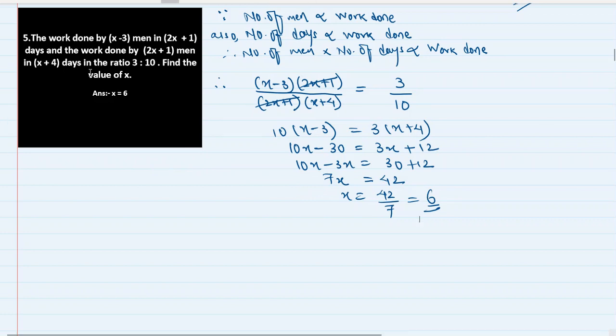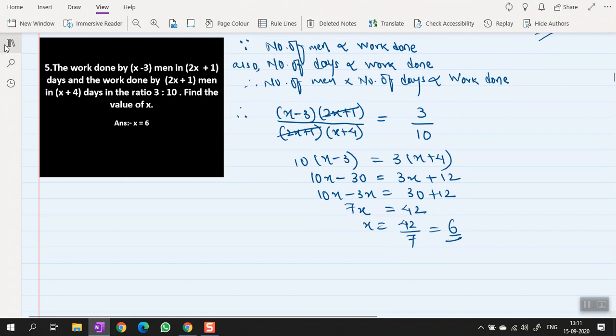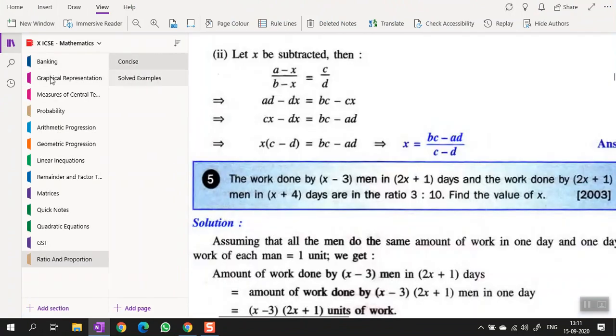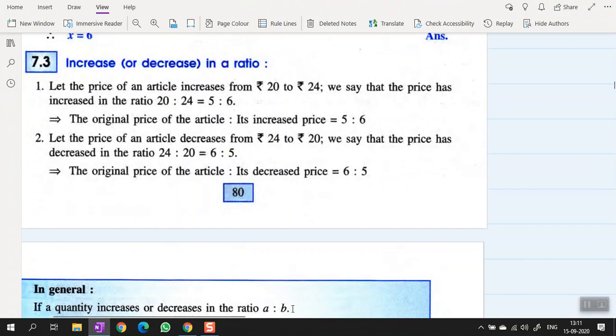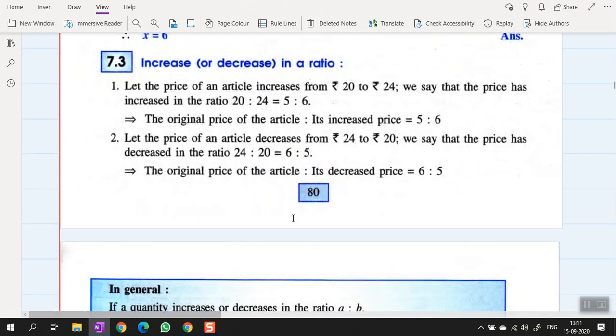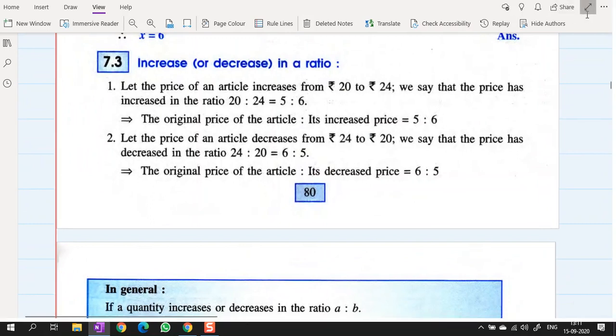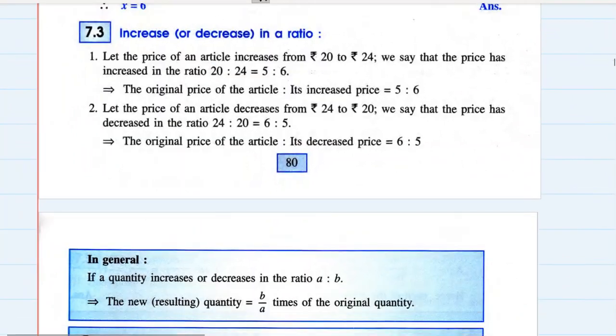As I told you, when we are done with 5 questions, I will introduce you to the new topic, and that new topic is increase or decrease in ratio. Note this down. I hope you have noted down the basic properties of ratio. So we have done some questions on basic properties of a ratio. Now this is a new topic on ratio, that is increase or decrease in a ratio.